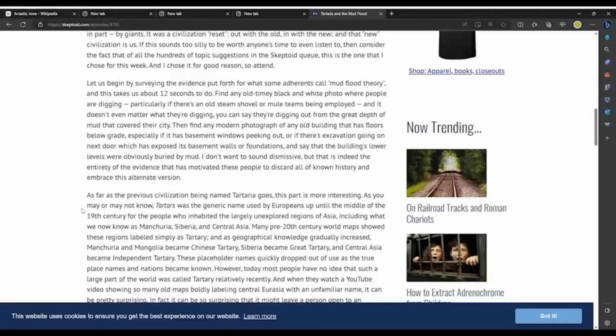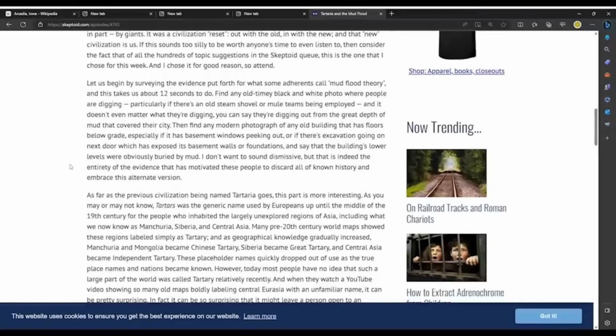Find any old-timey black and white photo where people are digging, particularly if there's an old steam shovel or mule teams being employed, and it doesn't even matter what they're digging, you can say they're digging out from the great depth of mud that covered their city. Then find any modern photograph of any old building that has floors below grade, especially if it has basement windows peeking out, or if there's excavation going on next door, which has exposed its basement walls or foundations, and say that the building's lower levels were obviously buried by mud.